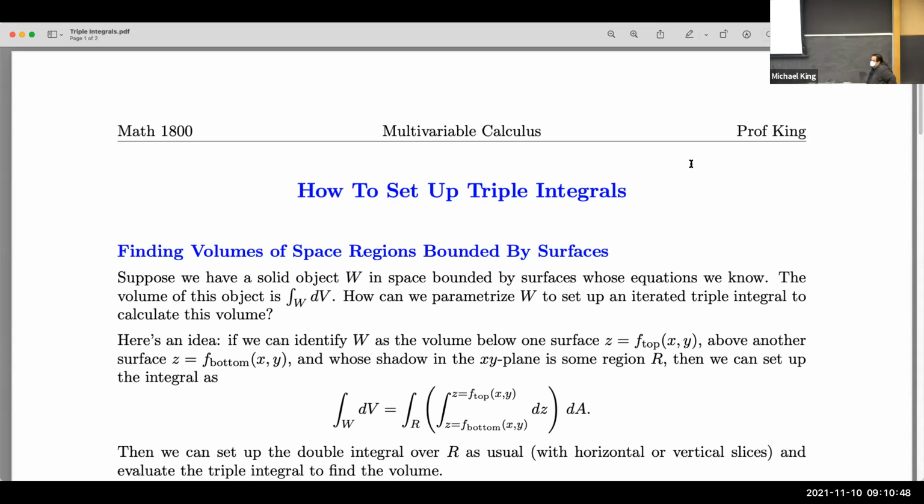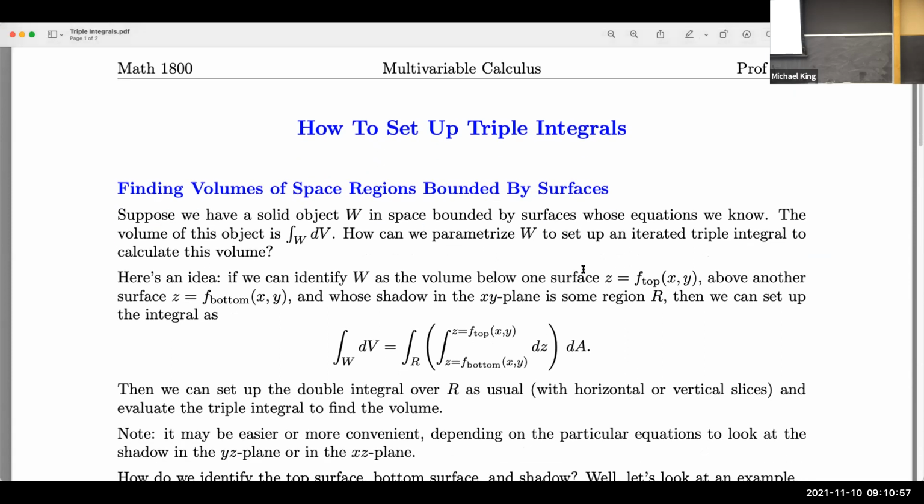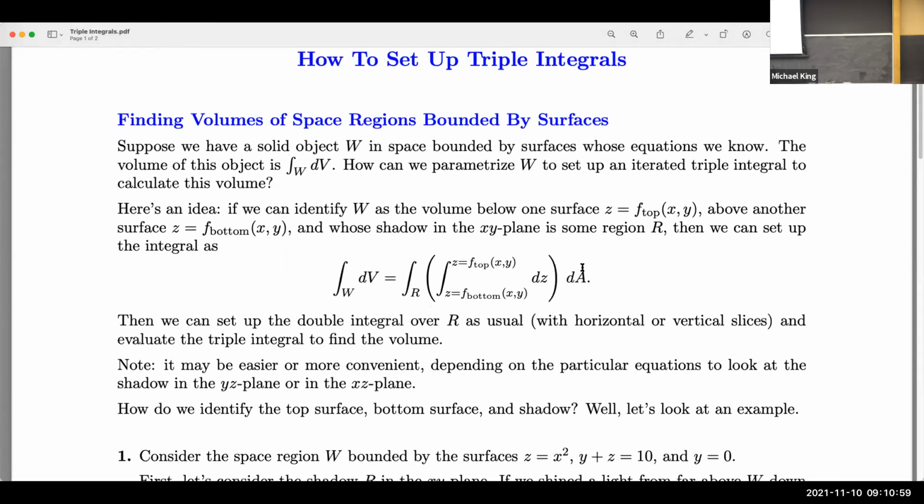Yeah, so last time we were doing triple integrals, right? We started looking at triple integrals. And I said today, mostly we're just gonna do group work, but let me just remind you of what we were doing.